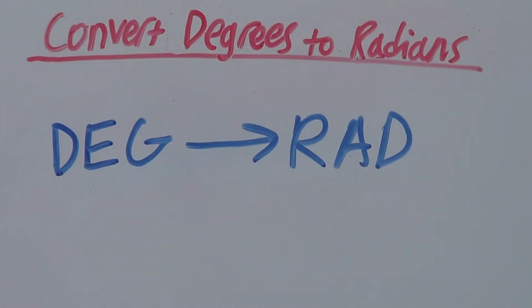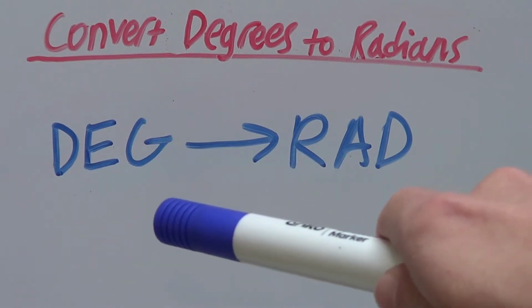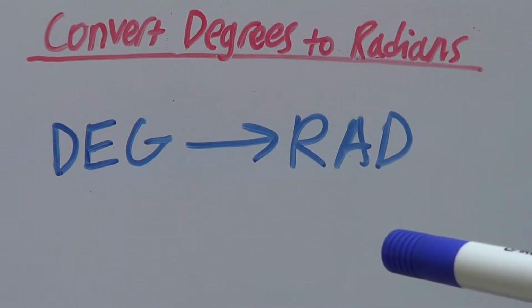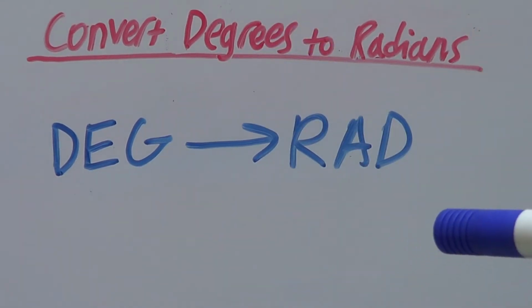So I'll first show you how to do it using this formula for those of you who are in a rush and just want to know how to do it. And if anyone wants to stick around a bit longer in the video, I'll show you why this formula works. By the way, DEG is just an abbreviation for degrees, and RAD an abbreviation for radians.